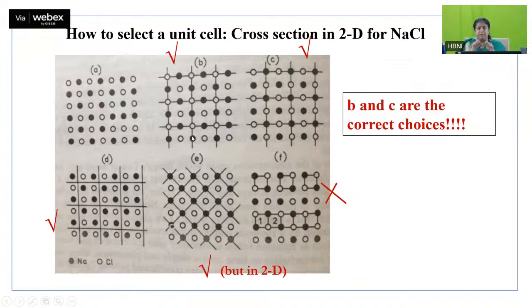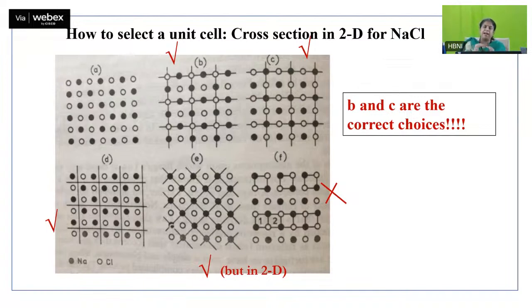I join all the unfilled circles, or I join all the filled circles and the unfilled ones on the edge centers, or the way I have drawn D or E or F. Out of these, F is definitely out because it is not taking care of all the atoms or the points here. E could be taken, but only when you take it in two dimensions, like how it is shown on your screen right now.